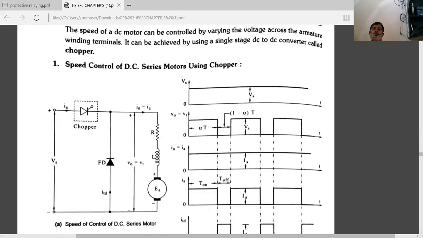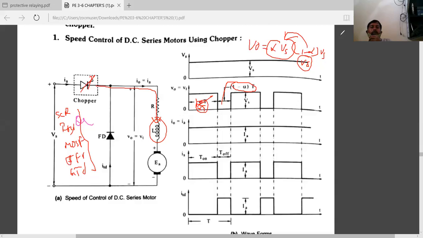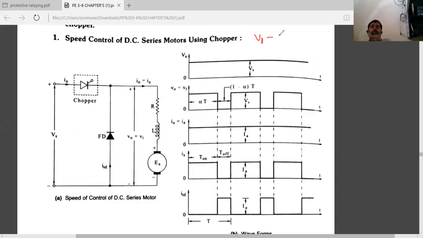So next one is speed control of DC motor by using choppers. Look at this one. This is nothing but a first coordinate chopper Q1. V output is equal to alpha times Vs during this period. This is the output voltage appearing across the motor, and in this period current is constantly applied to the motor.